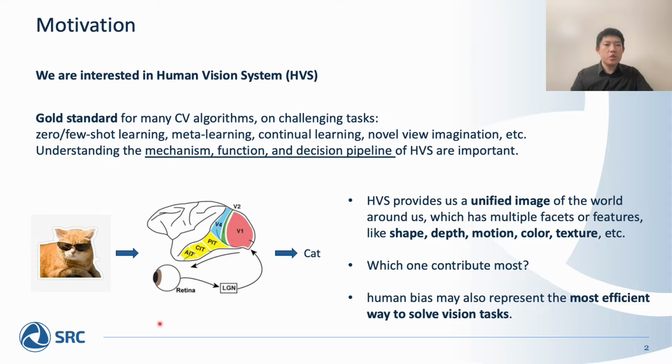We are interested in the human vision system, which is a gold standard for many CV algorithms on challenging tasks. The human vision system provides us a unified image of the world around us, which has multiple features. For example, shape, depth, motion, texture, and color. But which one contributed most during the decision? We're interested in that question because human's choice or human bias may also represent the most efficient way to solve the vision tasks.